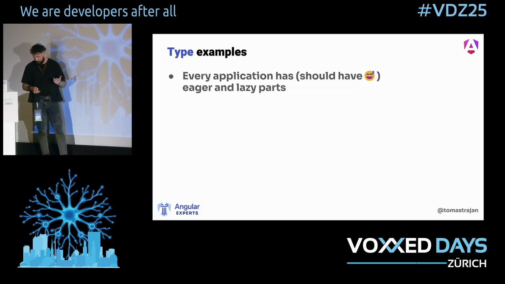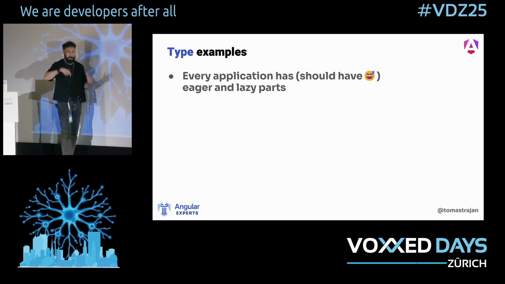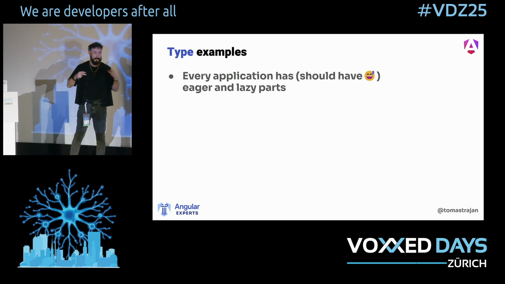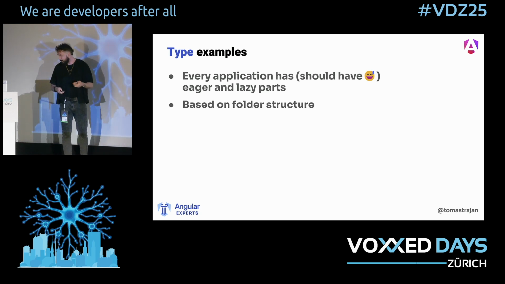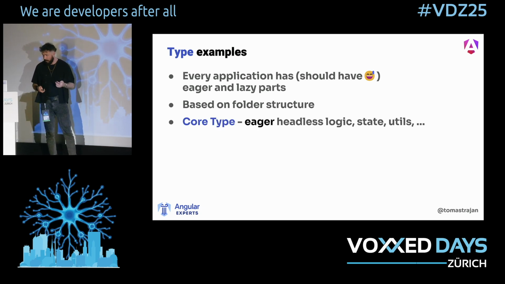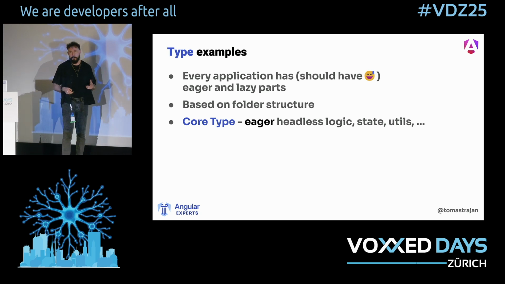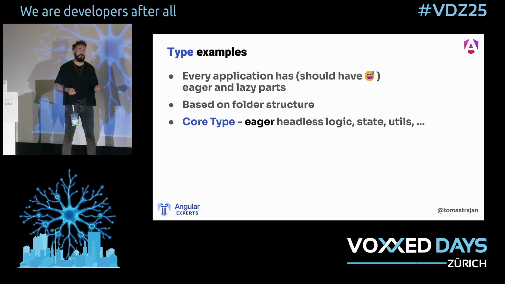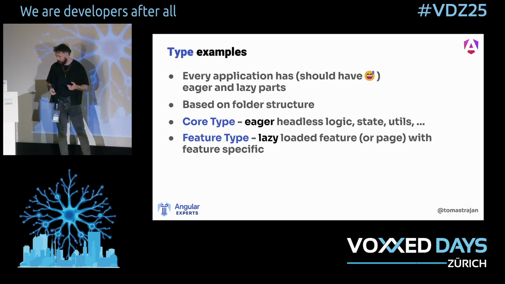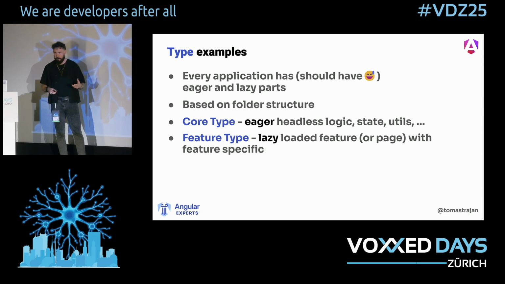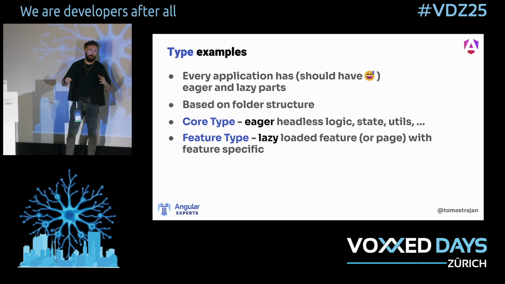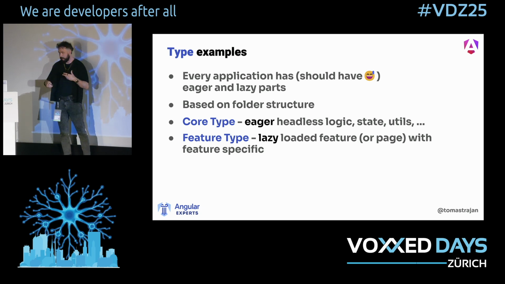So the type example: every application should have an eager and a lazy part. Even if you have a single page, that should be your first lazy loaded feature, because that way you can extend it with ease in the future, right? And it will be implemented or encoded in some kind of folder structure. So then let's define something like a core type. That's the headless implementation, which is eagerly loaded. So like some authentication state, maybe some API interceptor, all these kinds of things. And then we will define a feature type, or you can call it a page, which is the actual implementation of some business logic, some components which allow the user to perform some kind of business flow.